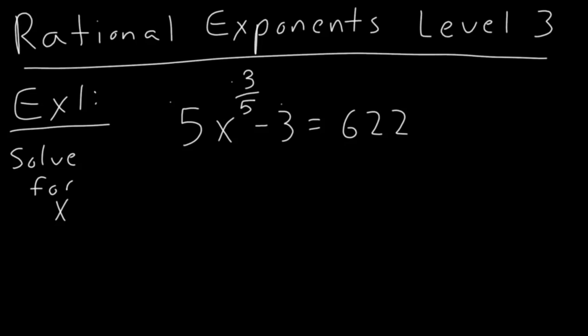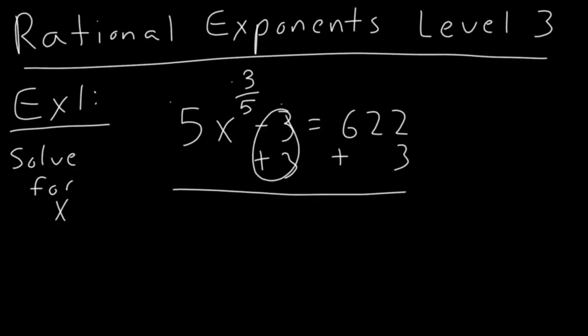Well, in this case, we always want to get rid of our addition or subtraction first. So how do you get rid of a -3? What is the opposite of -3? Well, of course, that would be +3. And what we do to the left, of course, we have to do to the right. And so that goes away. We've created a zero pair. We now have 5x to the 3/5 is equal to, and what is 622 plus 3?